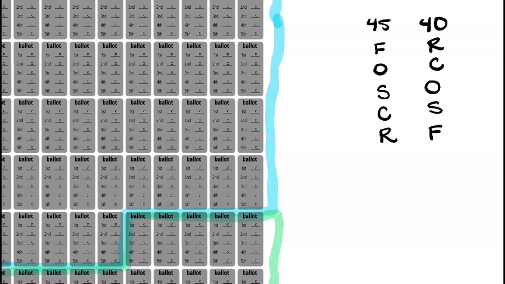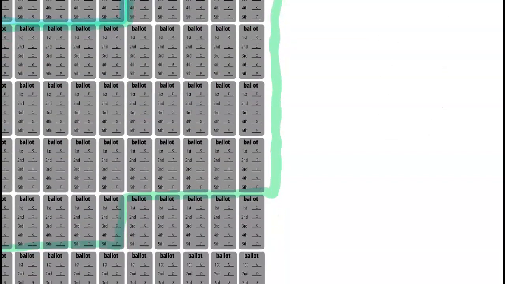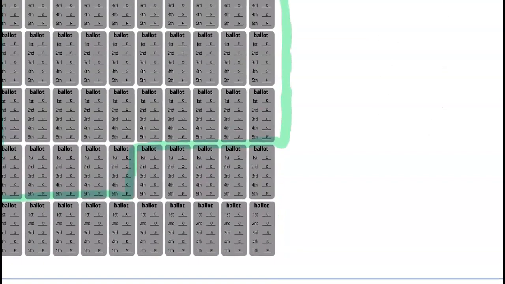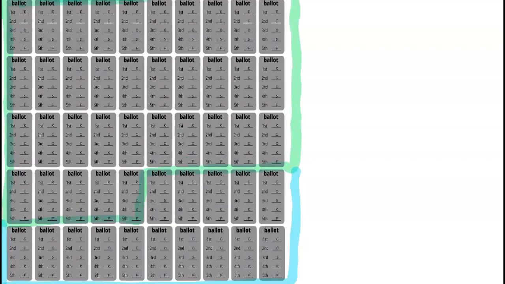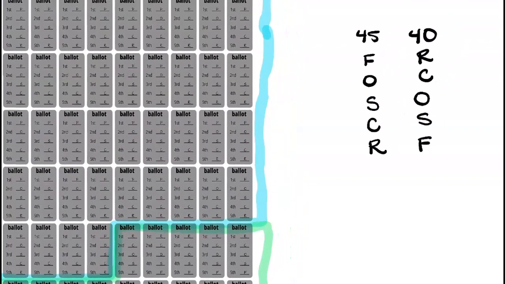Now, let's look at the last set of ballots. The last 15 are also the same. That is, 15 people voted Carson City first, Oakland second, San Diego third, Reno fourth, and Fresno fifth. So let's write that down too.